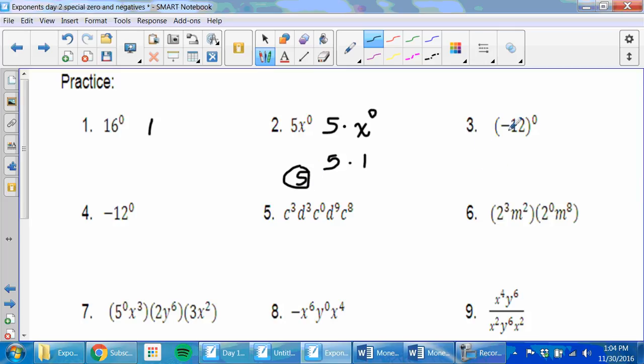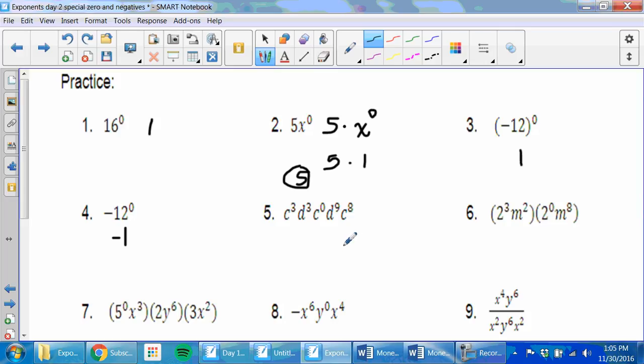Okay. Number 3, inside the parentheses, says negative 12 to the 0 power. This would just be a positive 1. When the negative is outside of the parentheses, this would be a negative 1, if there's no parentheses, something to the 0 power.